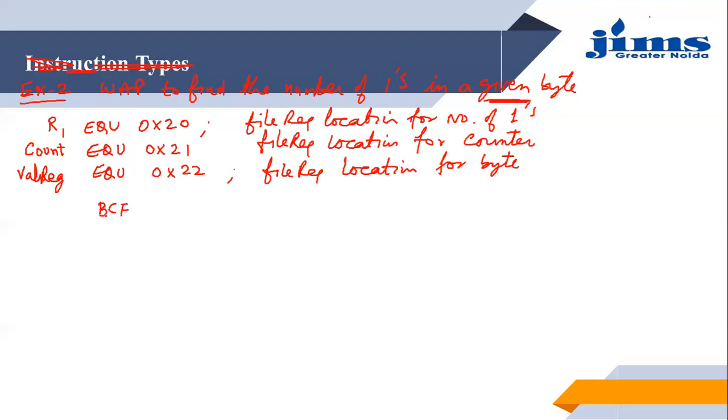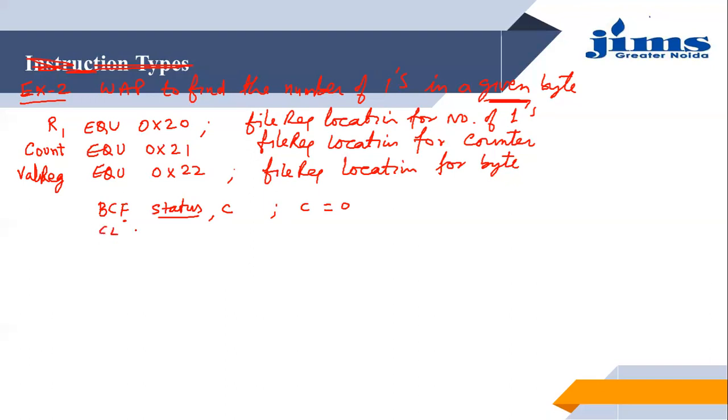BCF, bit clear file. STATUS is the name of the file, comma C. So for this status register, bit C will be cleared to 0. C will be equal to 0.